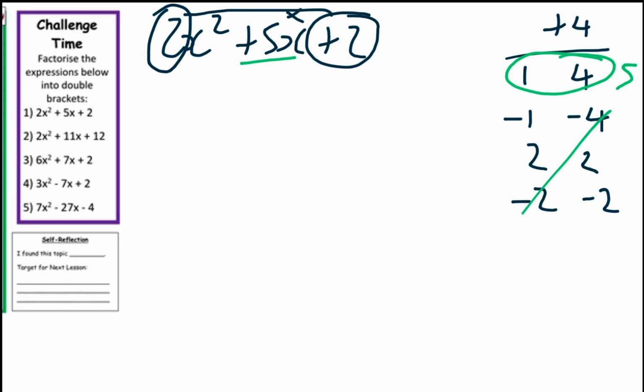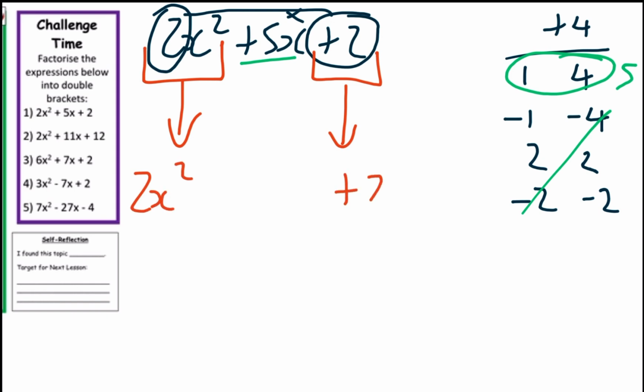So what I'm going to do is, please watch this, you take the first term and you drop it down, you take the last term and you drop it down. So we end up with 2x squared and +2, and there's a gap in the middle. What do we do in the gap in the middle? We need to find +5x, which we have using two terms, +1x and +4x. So this 1 and 4 become a +1x and a +4x.